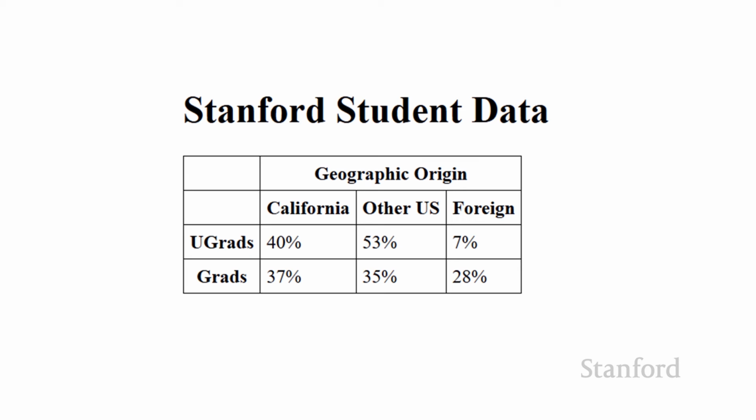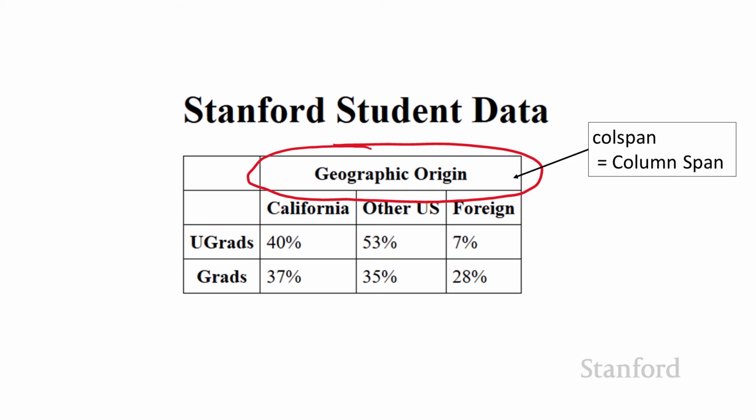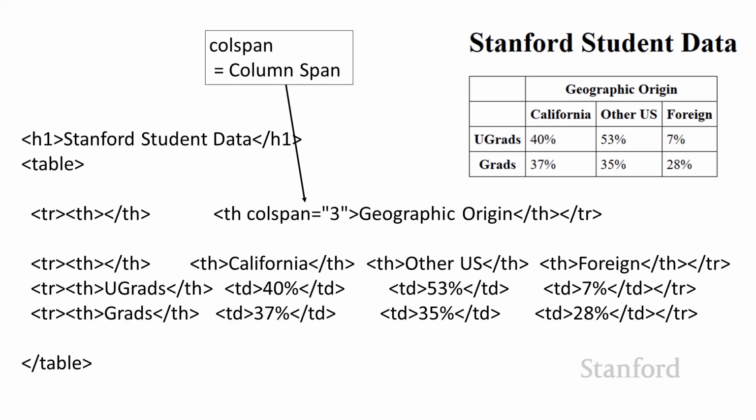All right, if we want to get fancier, we've got some other things that we might run into. So here I've got some data on Stanford geographic origins of the undergrads and grad students. And if you look at that geographic origin, notice the geographic origin actually goes across multiple columns. So how do I handle that? Well, there's an attribute value pair for the HTML called column span or colspan. And basically I just need to use that. So here's the source here. You can see that instead of having 3 THs for that geographic origin, I have a single TH and I set colspan equals 3, and it just goes across all 3 of the columns.